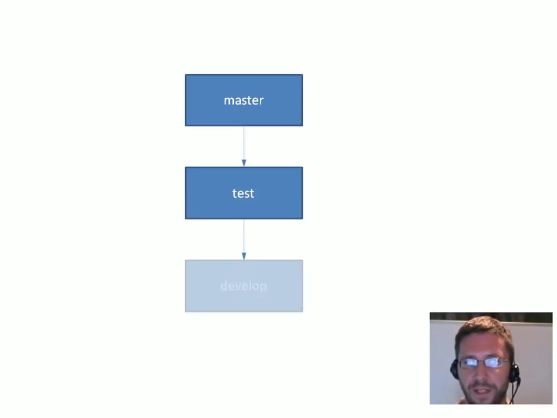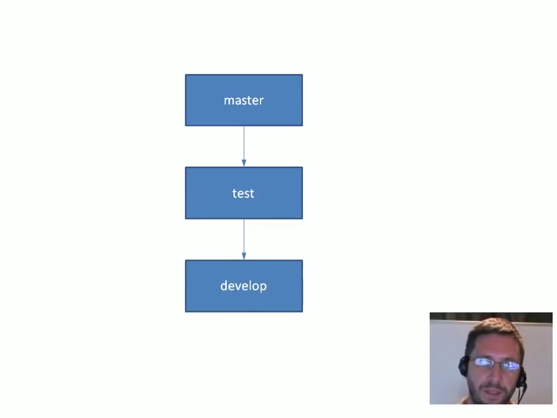Branched off of test is develop, and this would be the active development environment for the upcoming release. All code changes going into here would be finished up, and when there's a stable development commit, it would be promoted to test, and then when test was tested, it would be promoted to master, which would then be released.